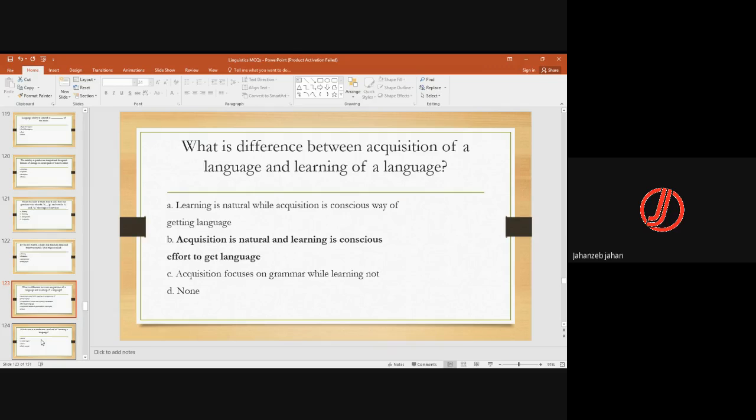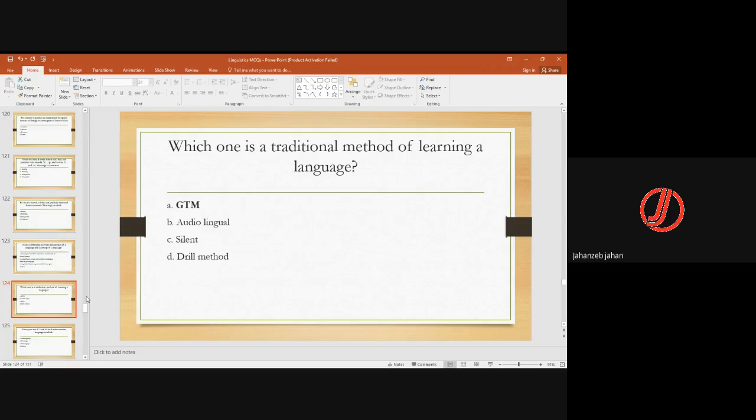So acquisition वो होती है जो कि हम बचपन में जिस हमने हंसते खेलते रोते लैंग्वेज सीख ली. अब जब हम इंग्लिश को सीख रहे हैं टेंसेस पढ़ के, so this is learning of it. Which one is traditional method of language? So that is GTM, यानी grammar translation method. कि हम सिखाते हैं पहले A for apple, apple means save. So this is grammar translation method.